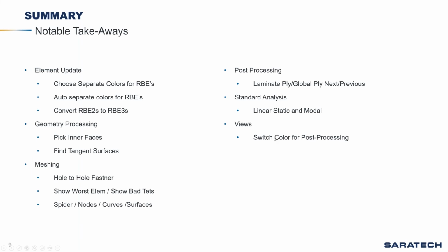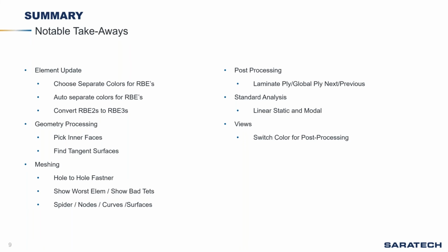Hopefully it wasn't too fast. I know there are a lot of little things to cover. So a brief little summary of what we went over. In the element update menu, there is the choose separate colors for RBEs, and that is a manual process, lets you manually select what colors you want, and then there's the auto separate colors for RBEs, which just automatically does the red and blue.